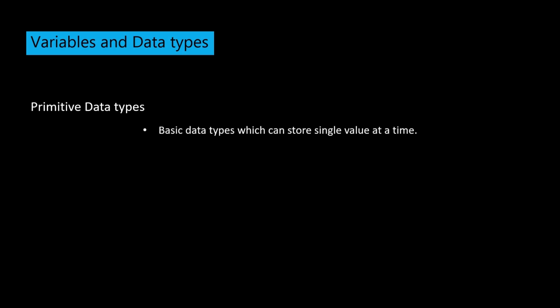In our previous lecture, we wrote our first program, that is the Hello World program, and in this lecture we will learn about variables and data types. In Go, data types can be categorized into two types. The first one is primitive data types. These are the basic data types which can store single values at a time. For example, int, float, bool, etc.